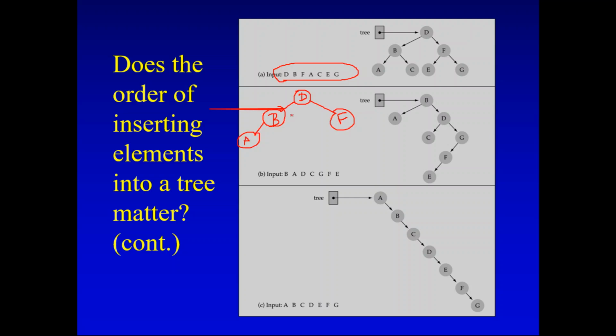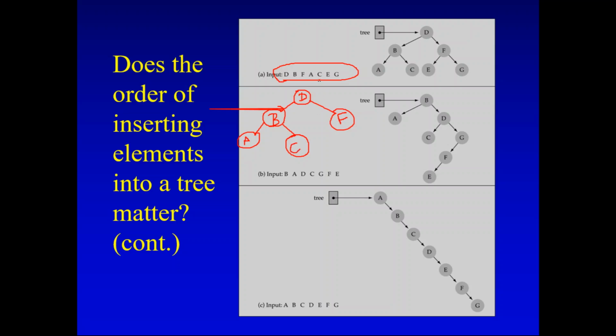Next is C. Is C less than D or greater than D? It is less than D, so go left, which is B. With B, if you compare, C is greater than B, so it should come to the right. To the right there is no child, so add C here.